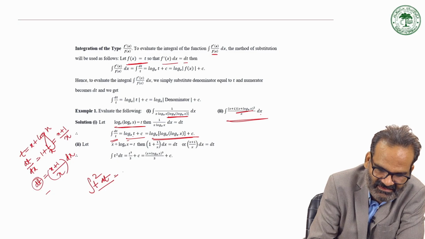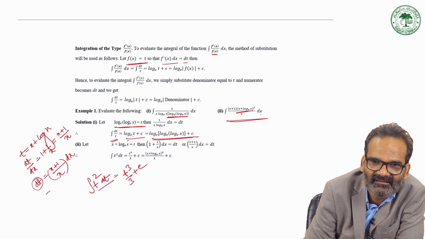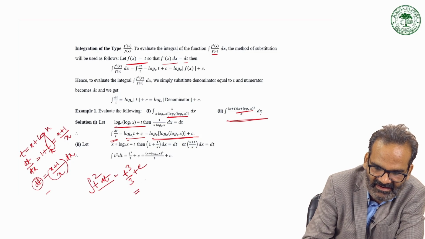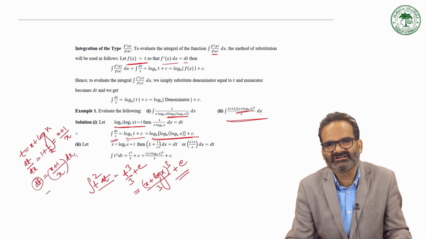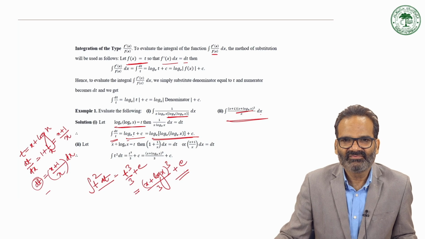And the integral of t square is what? t cube by 3 plus c. And what is t? t we have taken as x plus log x, so the answer is x plus log x to the power 3 divided by 3 plus c. It's all about the integration of the given function.